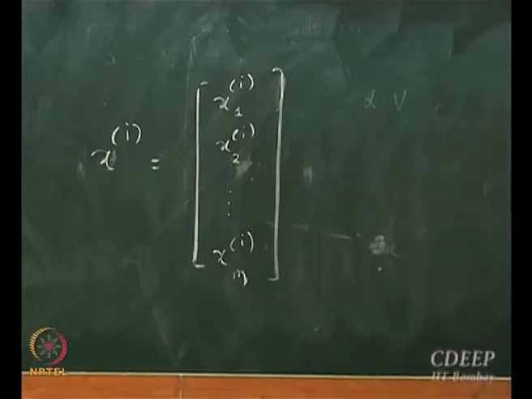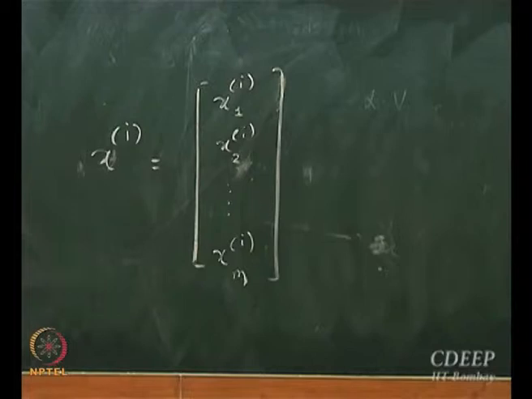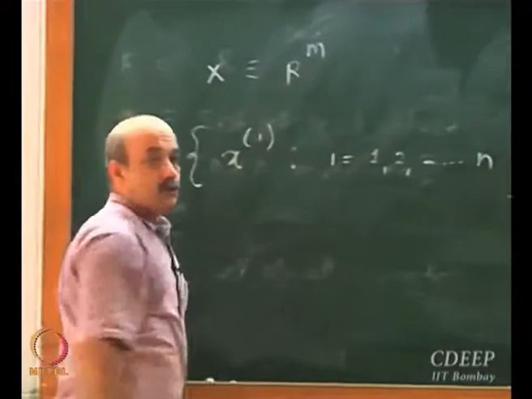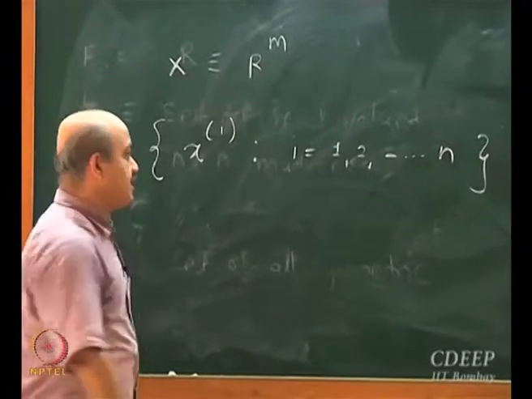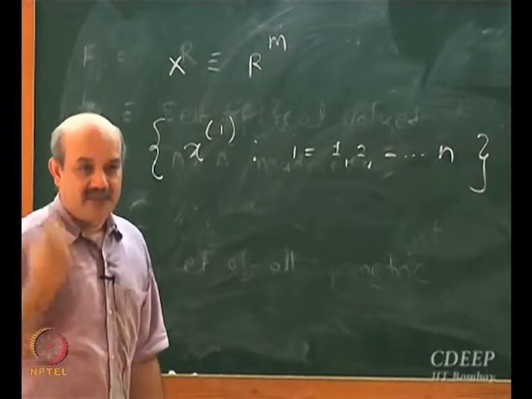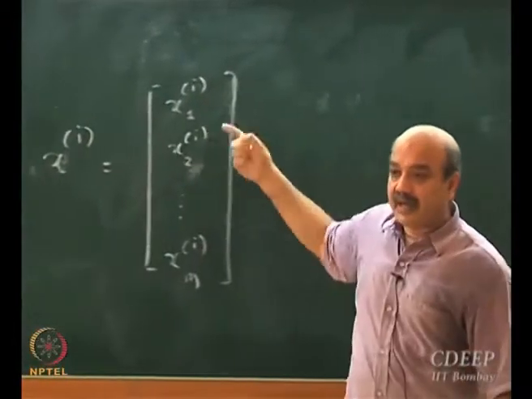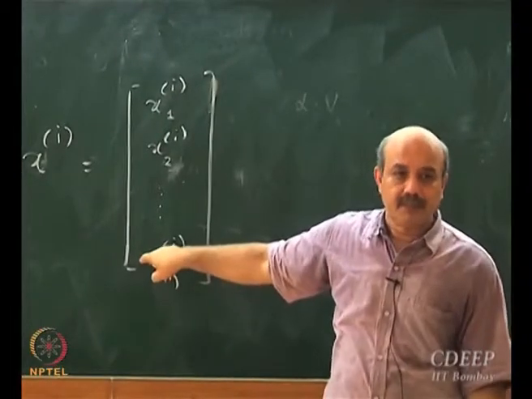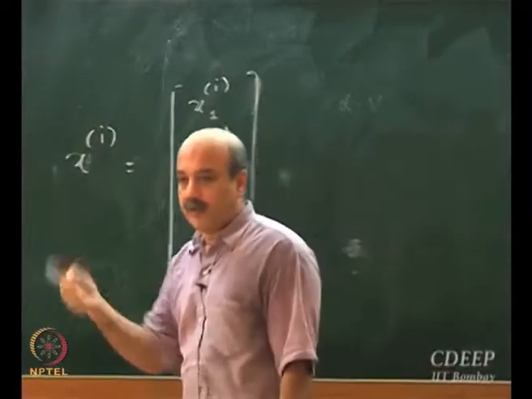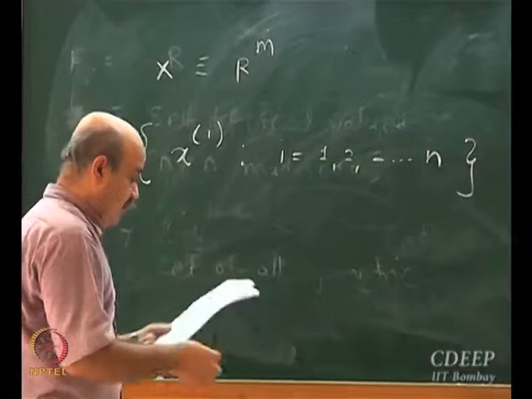So this notation is central to our course. I'm going to use it very often. The superscript in brackets is used to indicate the ith vector, and a subscript is used to indicate the component of the ith vector. So x^(i)_2 is the second component of the ith vector, and so on. So we'll be using this notation very often.